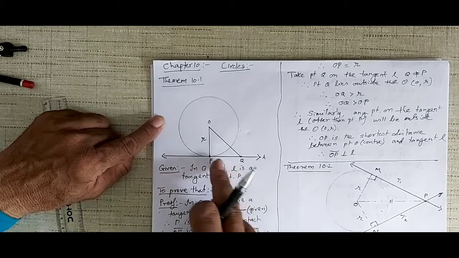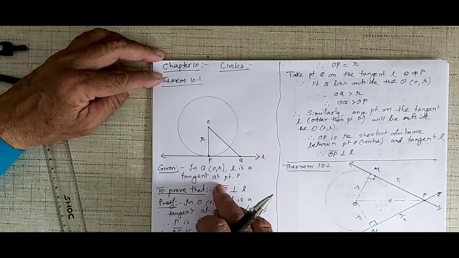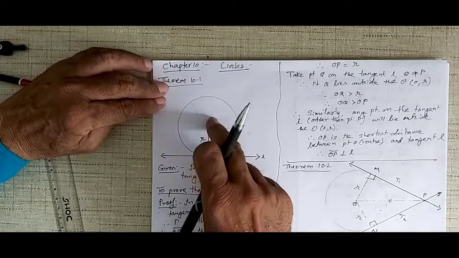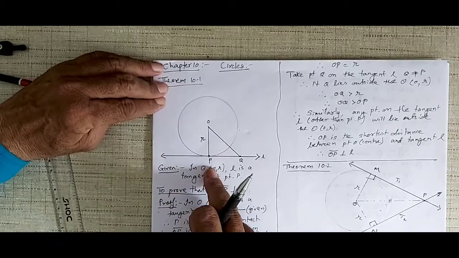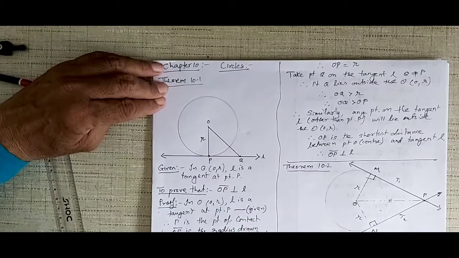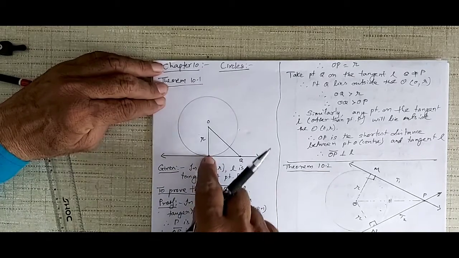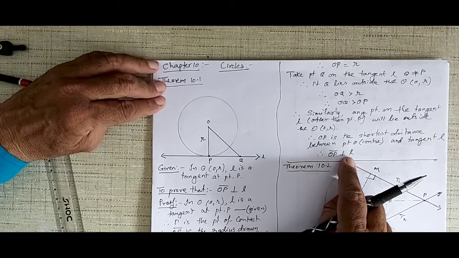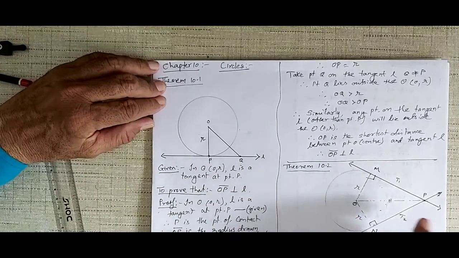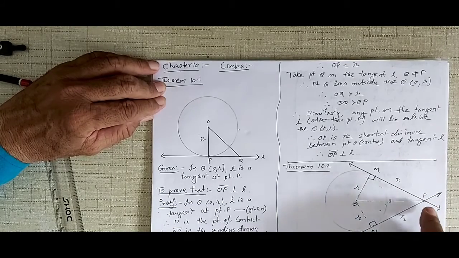Similarly, no matter where you take any point here or any point here, you will find it is always greater than the radius, so OP is the shortest side. Shortest side means it is perpendicular, because only that which is at a right angle to the line L will be shortest. So therefore OP is perpendicular to L. That is what we are supposed to prove. Theorem 10.1.